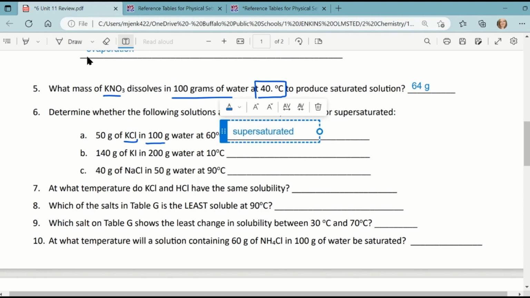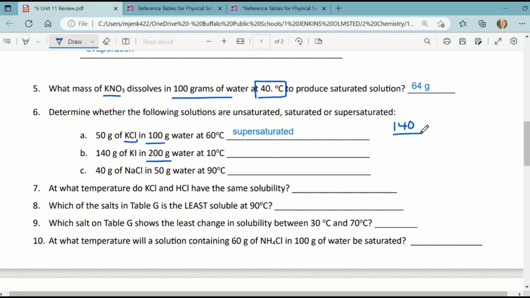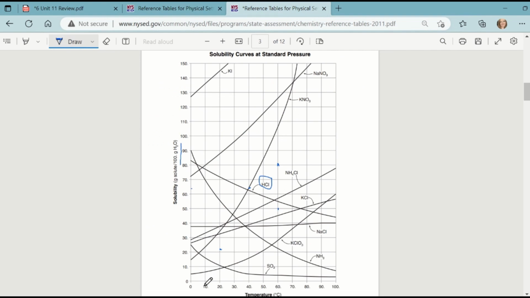All right, next one. Oh, I have a problem. 200 grams of water. So I have 140 grams per 200 grams of water, but the graph requires 100 grams of water, so that means 70 grams. So I need 70 grams at 10 degrees Celsius. So 10 degrees Celsius, 70 grams.